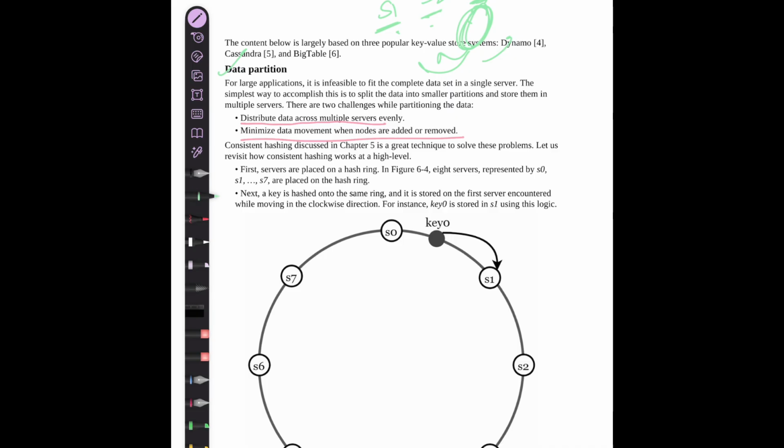So how is this done? The consistent hashing we have already discussed. How do you do that exactly? You place the server on a circular ring, you hash the key, and then you assign the key to the server which lies clockwise next to it. For example, here in this algorithm, if you see, key 0 is assigned to server 1 because it lies next to it.